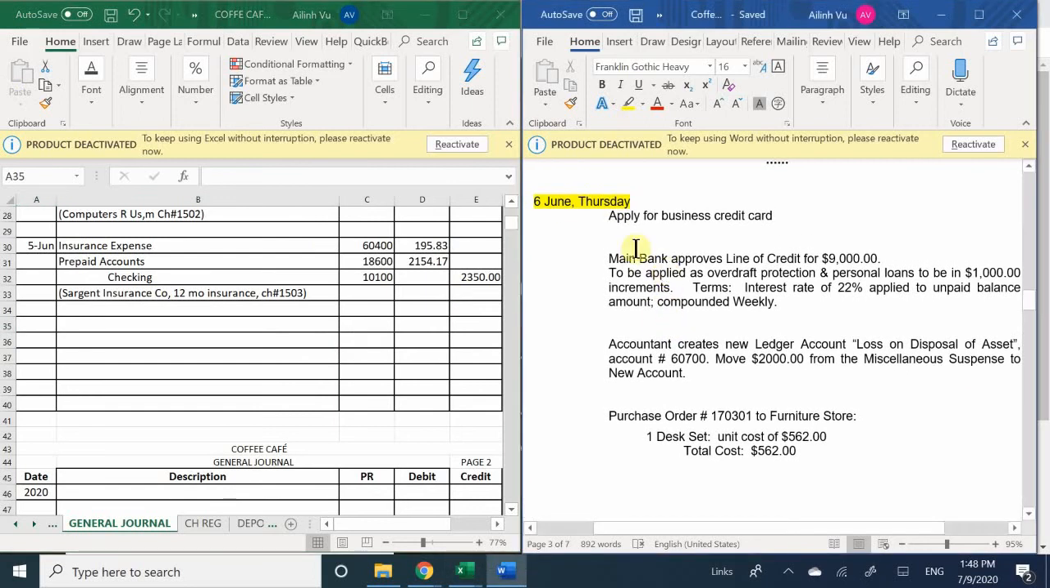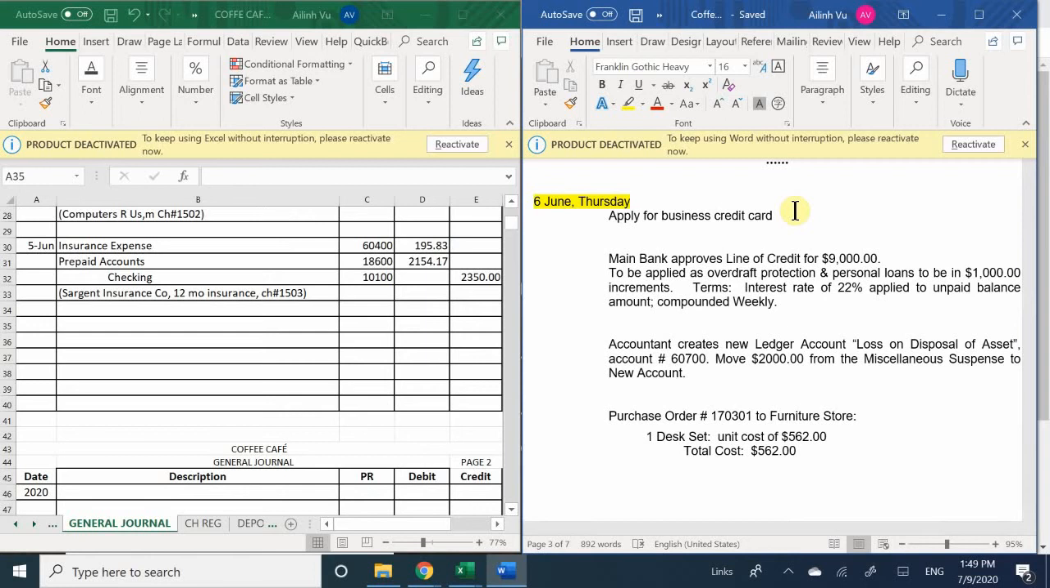Okay, so here you applied for a business credit card. Do you need to record this transaction? No. Why? We haven't received the money. Nothing happened. No transaction. There's no dollar involved. No real transaction has been involved. Okay, all you did was just apply for a business credit card.